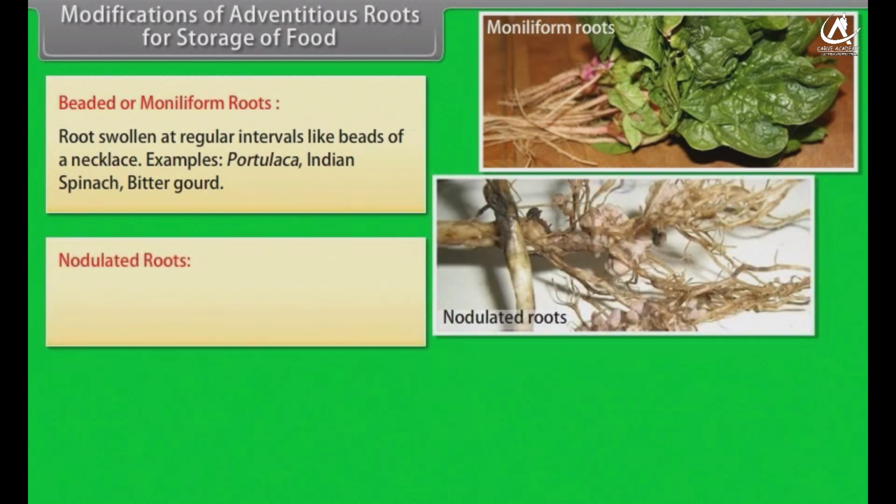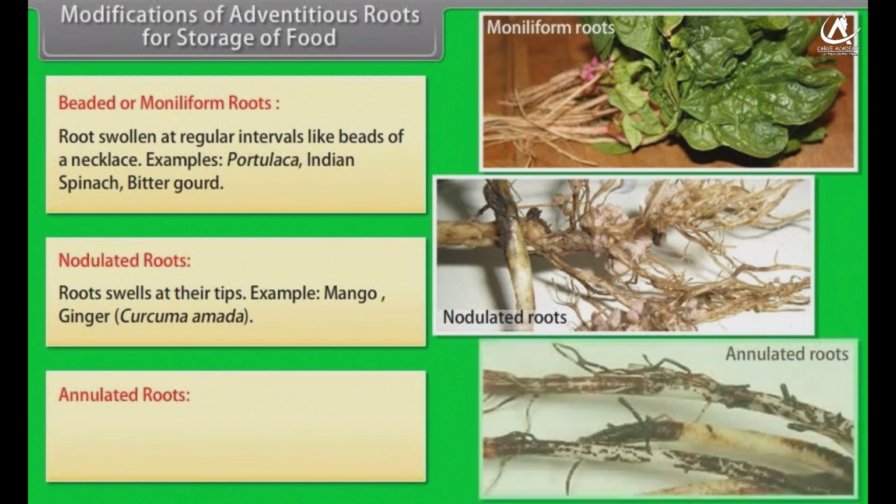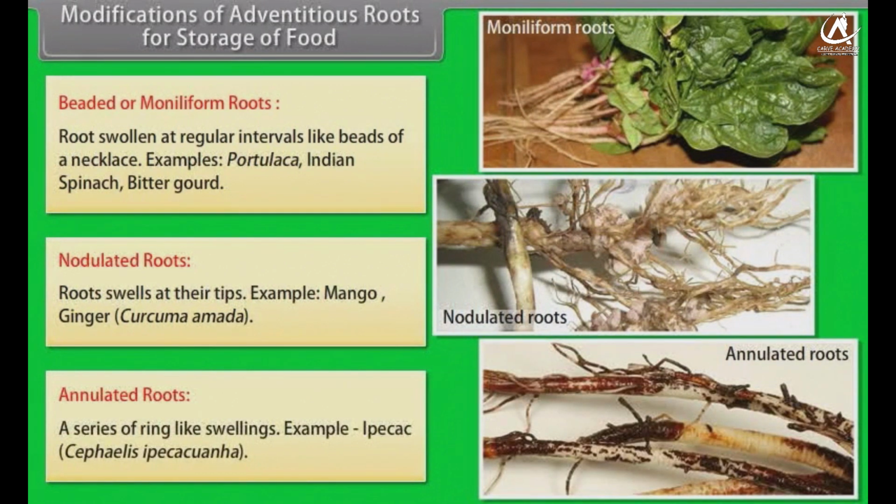Nodulated roots: roots swell at their tips. Example, mango ginger. Annellated roots: a series of ring-like swellings. Example, ipecac.